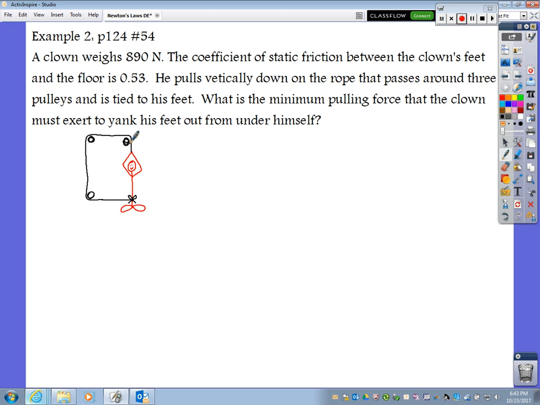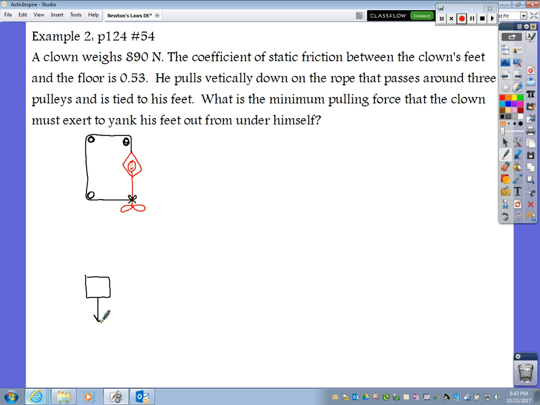If he pulls up on the rope, it's also pulling down on him. That's Newton's third law. So that tension is going to pull up on him. It's also going to pull his feet to the left. Friction is going to tend to pull his feet to the right. So let's draw a free body diagram of our clown friend. I'll draw it down here.